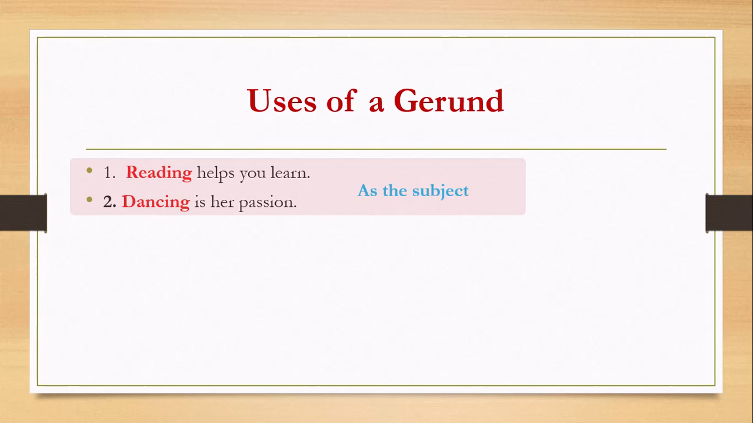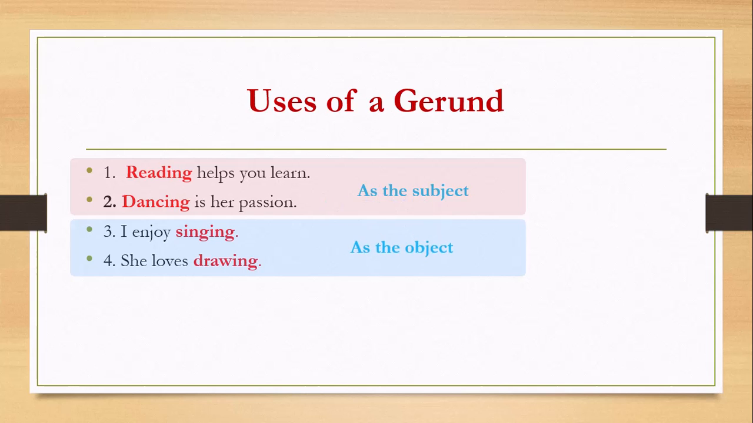See next sentence: I enjoy singing. Now here, singing is a gerund form. And next sentence: she loves drawing. In these two sentences, the gerund form is the object.